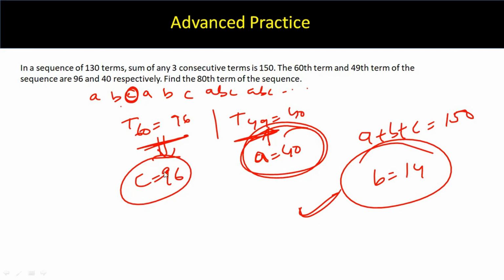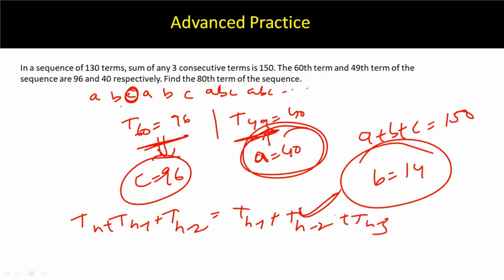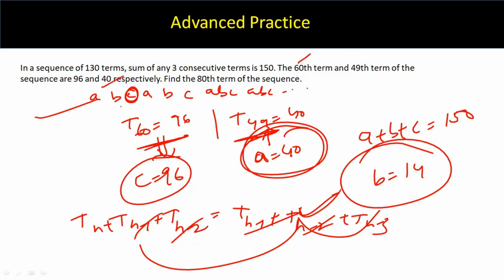Alternatively, the sum of 3 consecutive terms, which means Tn plus Tn minus 1 plus Tn minus 2, should be equal to 150, and this is the same as Tn minus 1 plus Tn minus 2 plus Tn minus 3, which means you can say that every third term is the same. Then you just apply the same logic. The 60th term is known, so that will be one of the terms. The 49th term is known, that will be one of the terms. And T80 is nothing but your second term. Why? Because the remainder by 3 is 2.